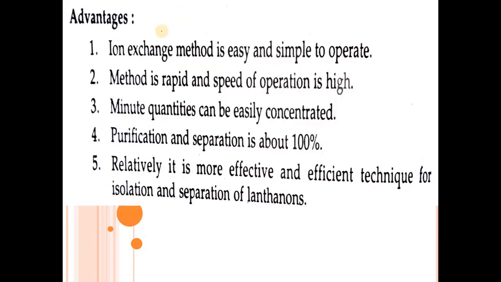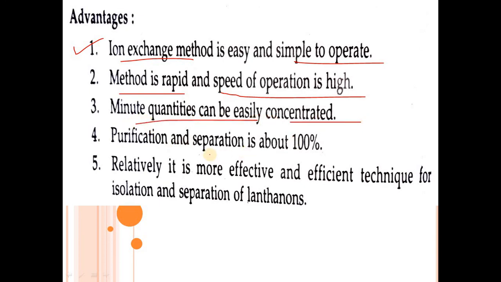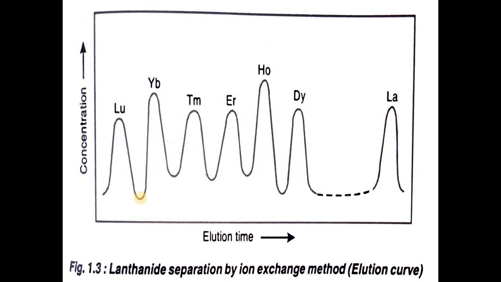So what are the advantages of the ion exchange method? First, the ion exchange method is easy and simple to operate. Second, the method is rapid and the speed of operation is high. Then minute quantities can be easily concentrated. Purification and separation is about 100%, and it is a relatively more effective and efficient technique for isolation and separation of lanthanides. So this is about the ion exchange method for the separation of lanthanides.